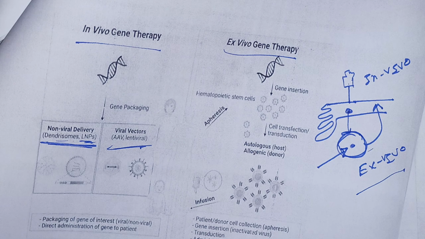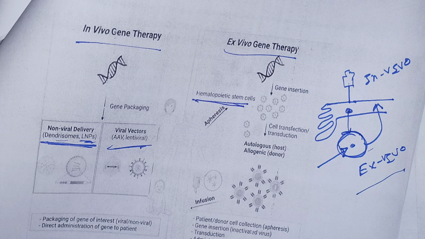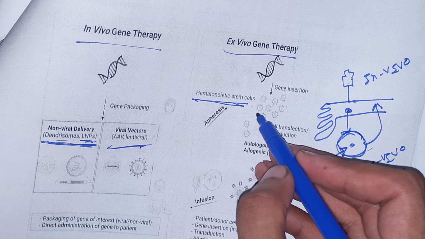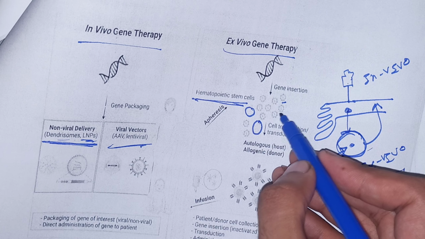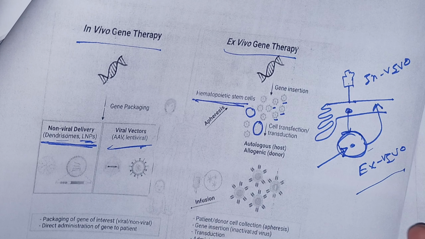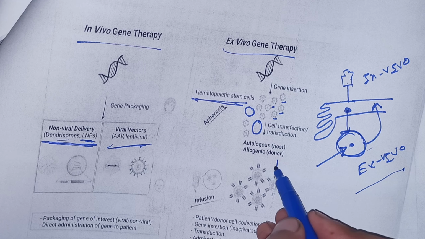Then comes the ex vivo gene therapy. What is this ex vivo gene therapy, beta? Look, there you took the hematopoietic stem cells from the human body. Okay, you took hematopoietic stem cells out of the human body, and then what did you do? Let's suppose this is the hematopoietic stem cell which you took out, and these are the gene of interest which you want to be inserted into this. Then here you can see what happened, beta.